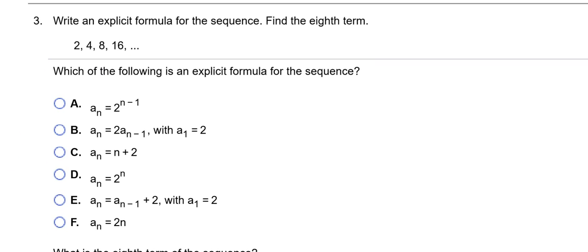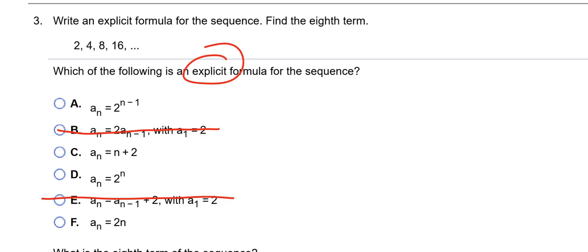Okay, write an explicit formula for that. Explicit formula. Now, why is letter E definitely a bad choice? And letter B a bad choice? That's exactly right. It's not explicit. It's a recursive. Is it letter F?